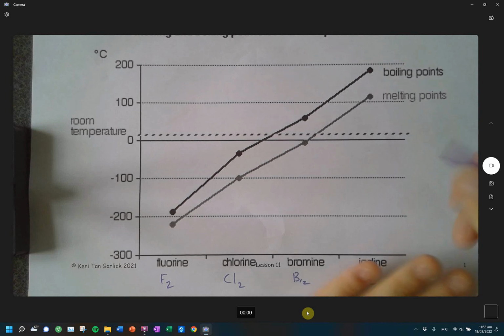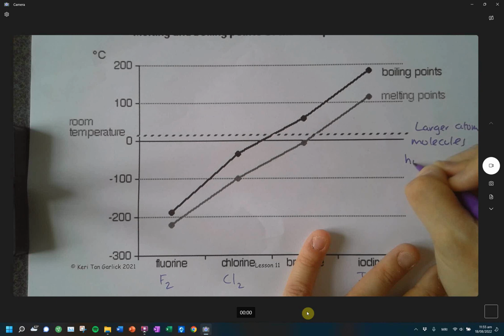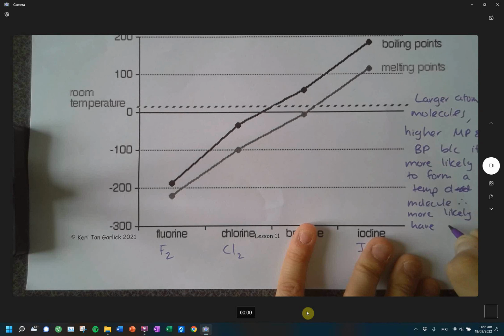Okay. So larger atoms or molecules, higher MP and BP, because it's more likely to form a temporary dipole molecule, and therefore more likely to have temporary dipole-dipole bonds.